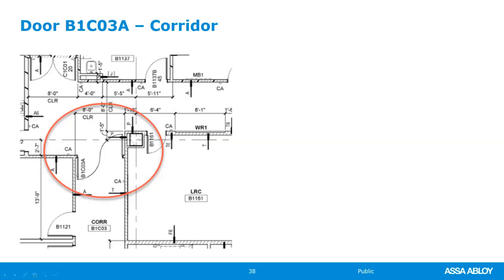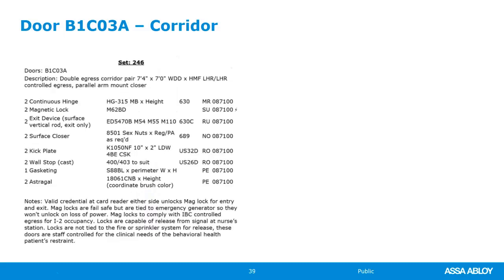How can you lock these doors? These doors will have an exit device in this direction and in this direction. What do you use to lock the door? Take a look at the hardware set. Really the only way would be with a Maglock.